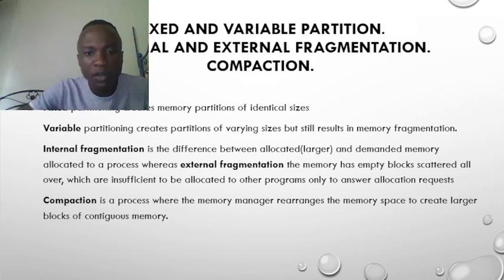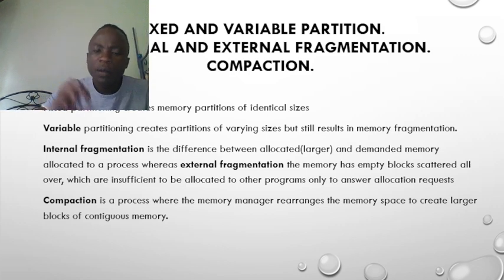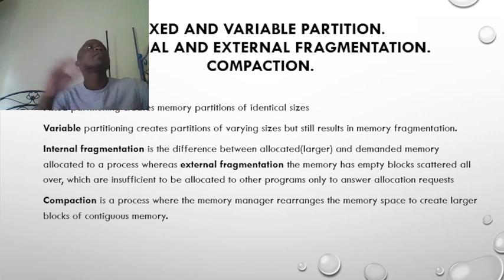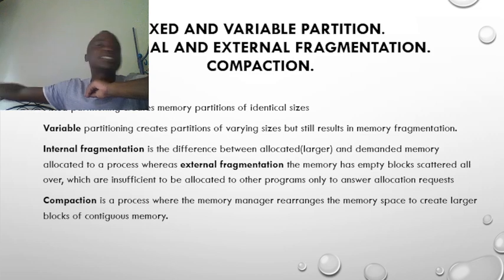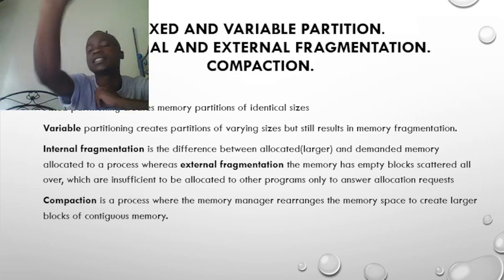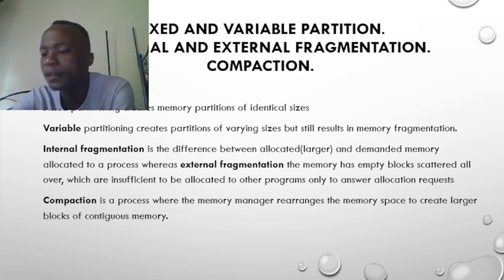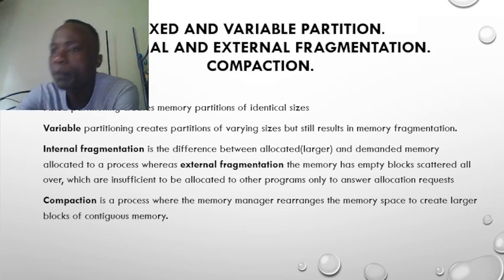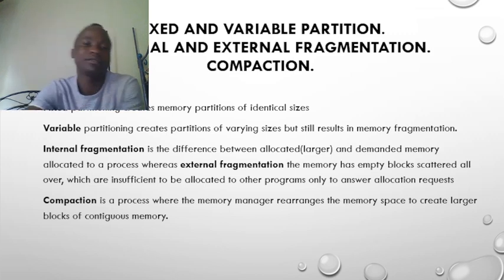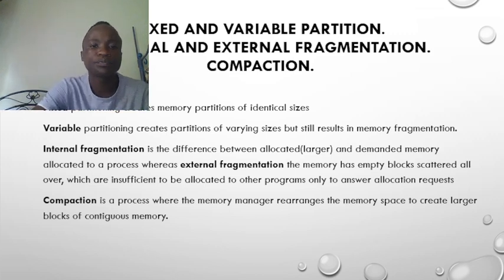Okay, let us go to compaction. Compaction is a process where the memory manager rearranges the memory space to create larger blocks of contiguous memory. You might find that the memory has been scattered, like this partition is on this side and left, this partition is in the center. Contiguous memory, as I have explained earlier, allows us to arrange our partitions in an orderly manner. Let us go to the next slide.